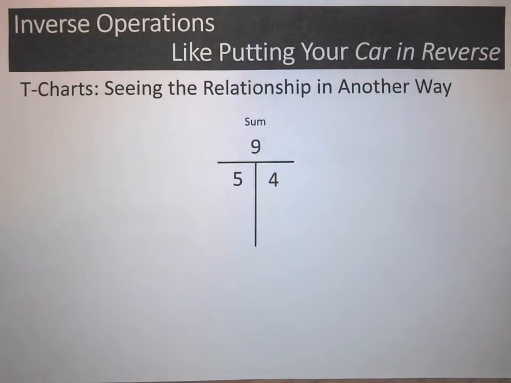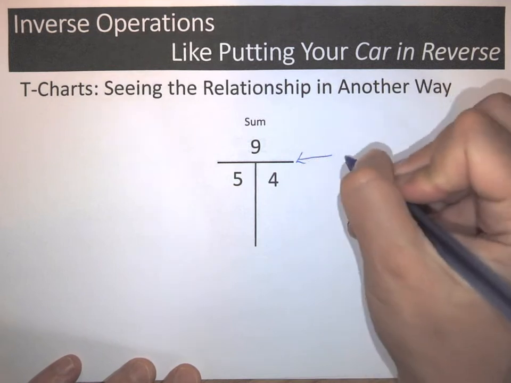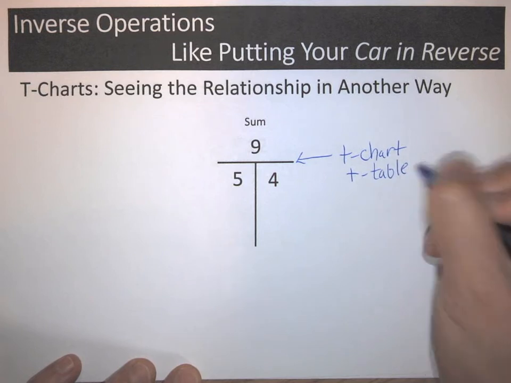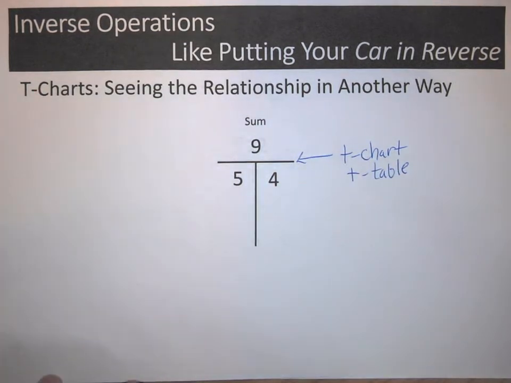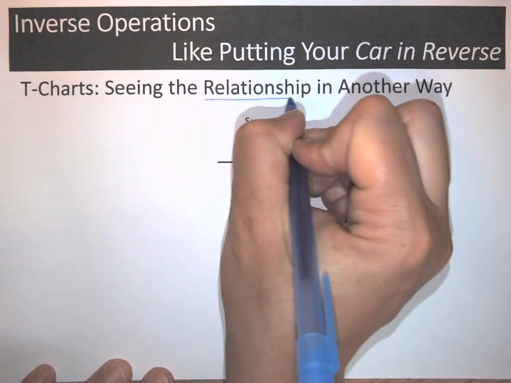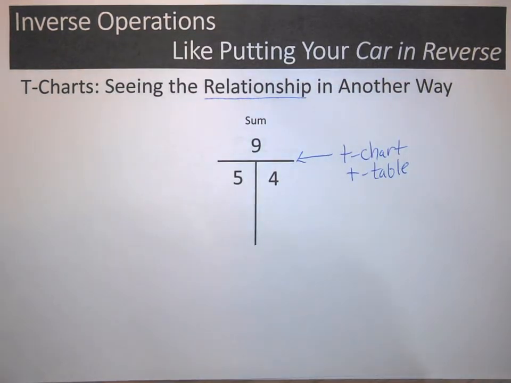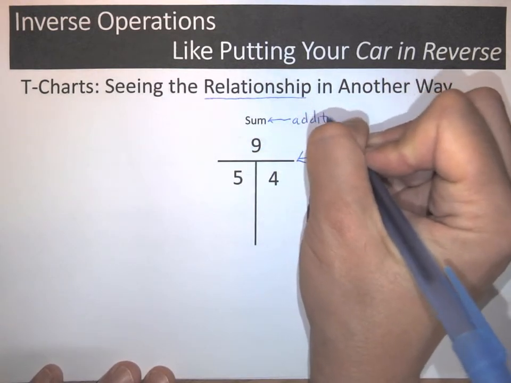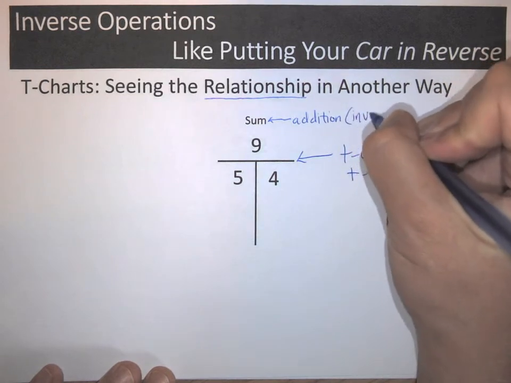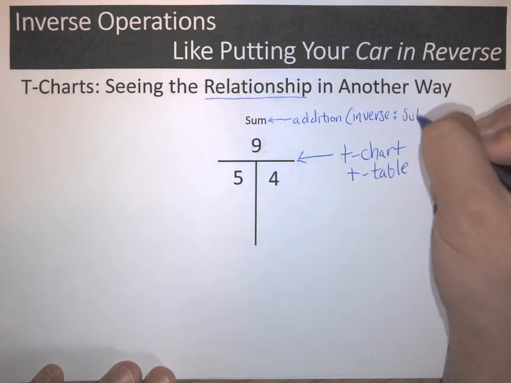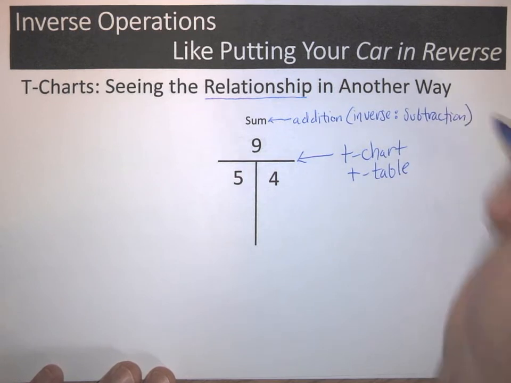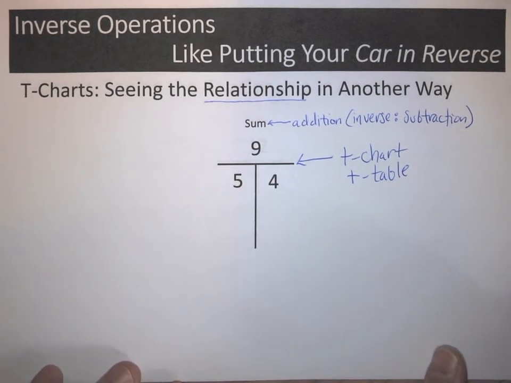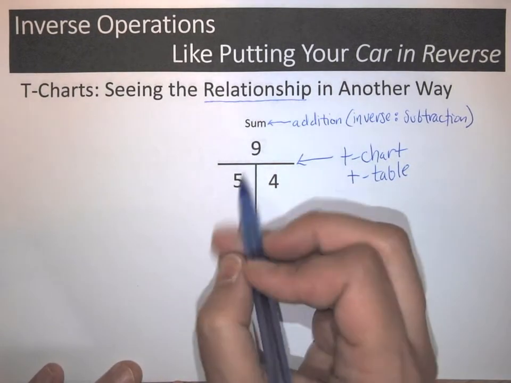So let's visualize that. And this is called a T-chart or a T-table. And it should be pretty obvious why it's shaped like a big T. And this is a way of showing the relationships when we have a sum. And remember, sum is addition, but then the inverse is subtraction. And this just gives us a really neat way to visualize it that's going to help us later on when we look at some other relationships in math. So I can visualize it right here.